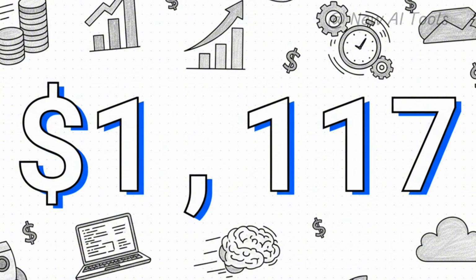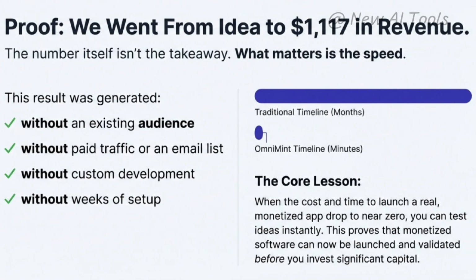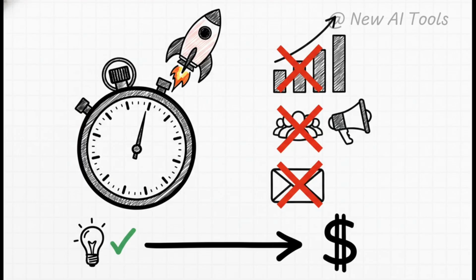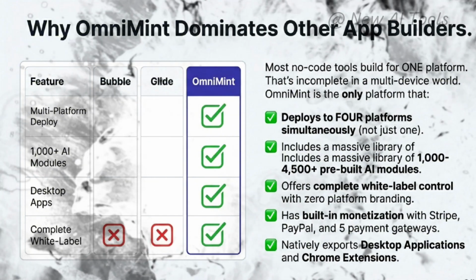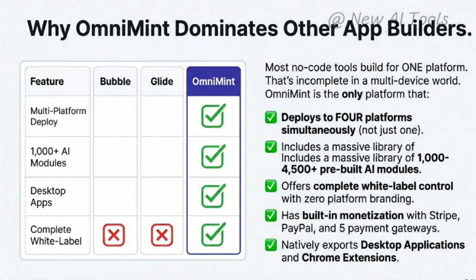Okay, but what does the speed actually mean in the real world? Let's talk about this number right here, $1,117. Now, this is so important. The point of this number is not to say, hey, you're going to make this exact amount. Not at all. The point is the speed. This was made in 30 minutes of work. 30. Starting from 0, no audience, no ads, no email list. The big takeaway here is that you can launch a real product, see if real people will pull out their wallets and pay for it before you spend a year of your life and a small fortune. You get to validate your idea first.